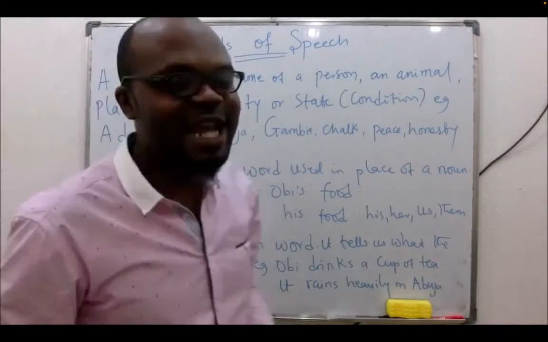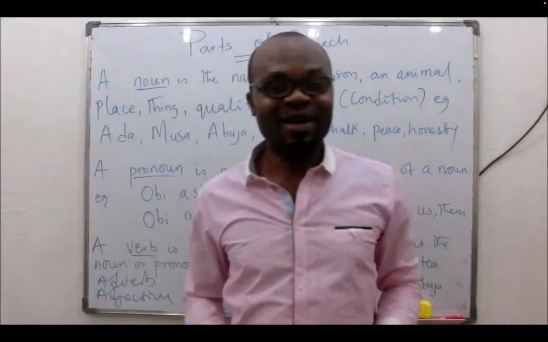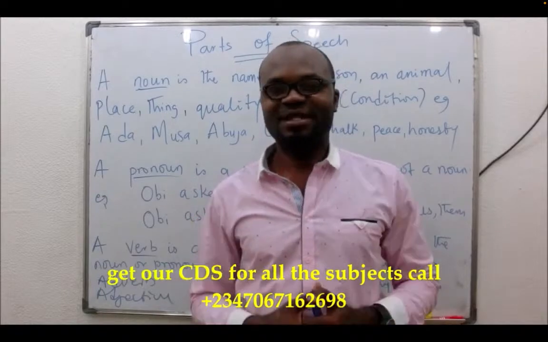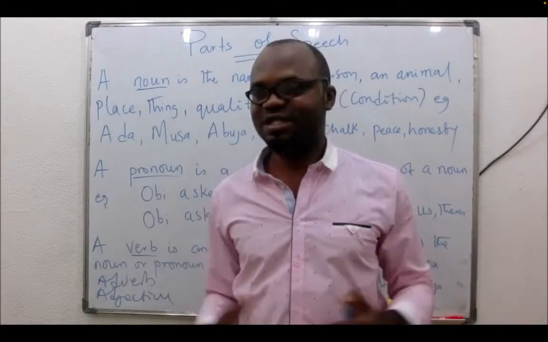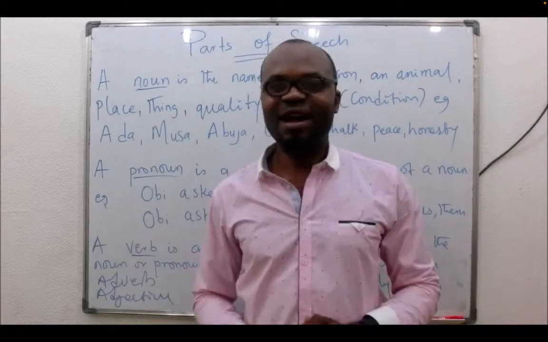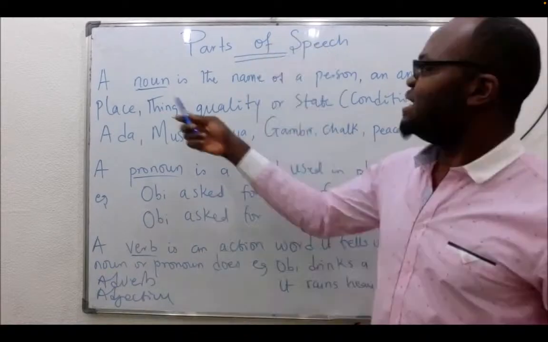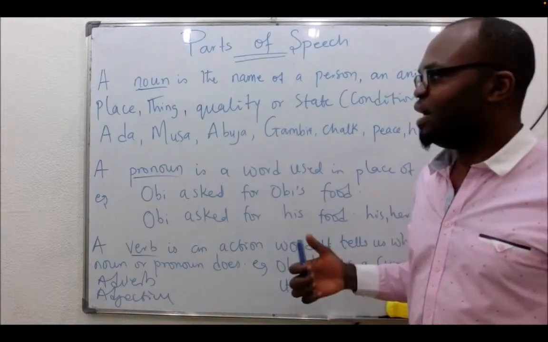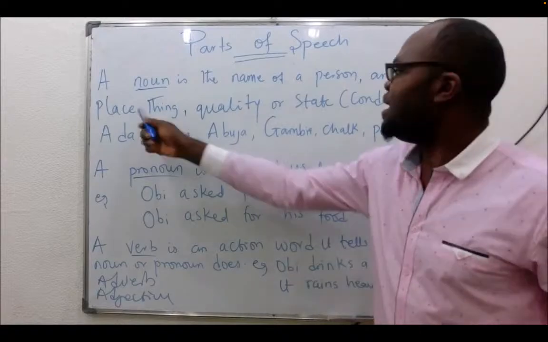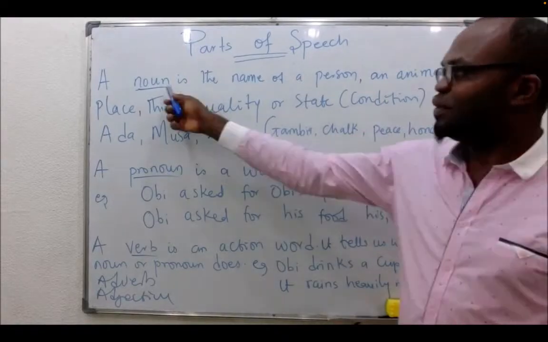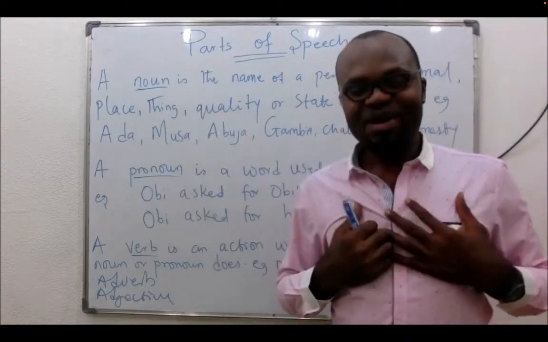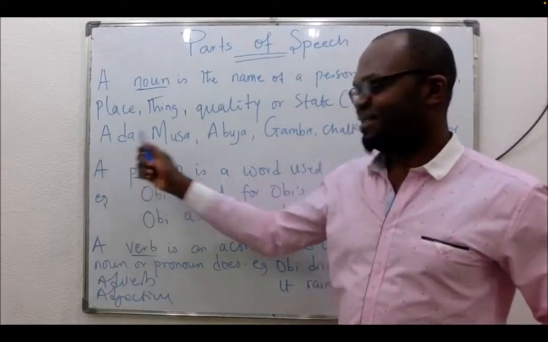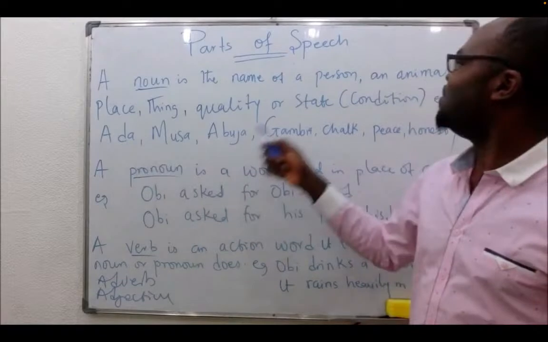What is a noun? A noun is the name of a person, place, thing, animal, state or condition. Now, anytime you see a noun, it can always be a label for a person, a thing, a place, quality or state or condition. Examples of noun. My name, Augustine, is a noun. Ada is a noun. Musa is a noun because both of them are names of persons.